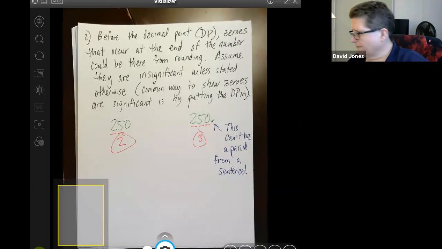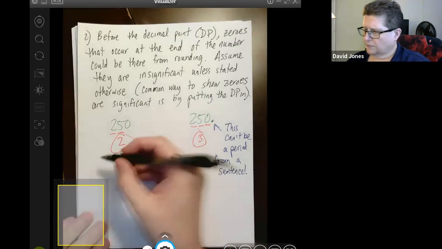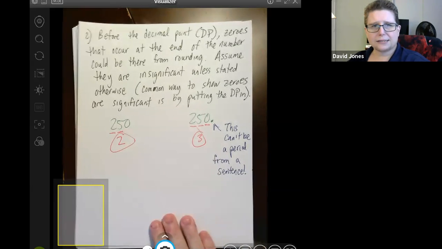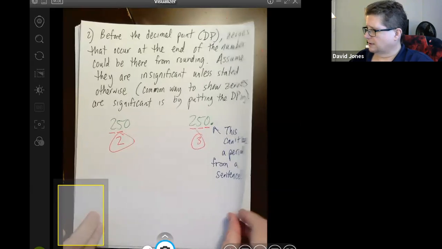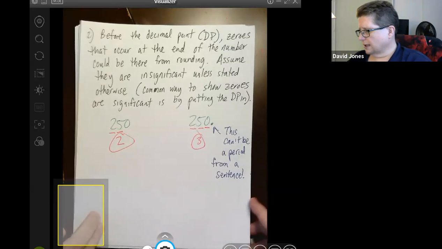And then we have after the decimal point. Maybe I'll go to a new page. I'll pause. Let you guys write this, because this is the part where it gets the most complex.